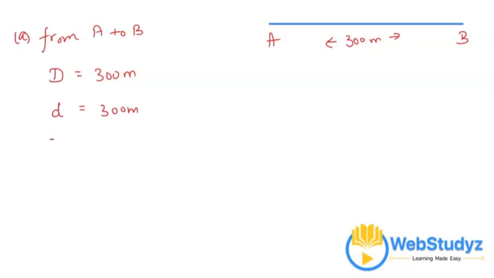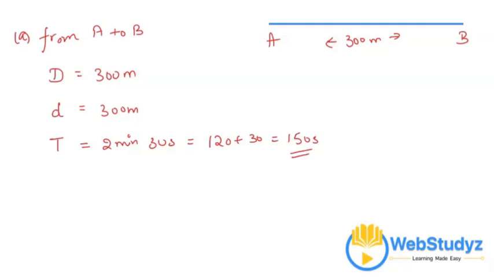The time taken represented as capital T is 2 minutes 30 seconds. That is equivalent to, 1 minute is having 60 seconds, so 2 minutes is having 120 seconds plus 30 seconds, sum total of 150 seconds.